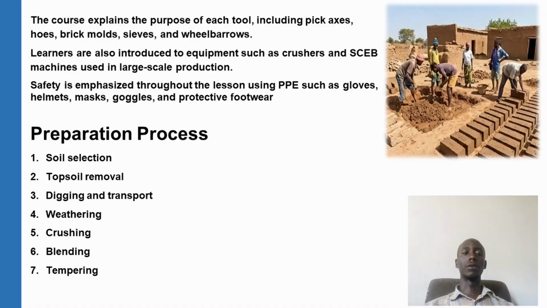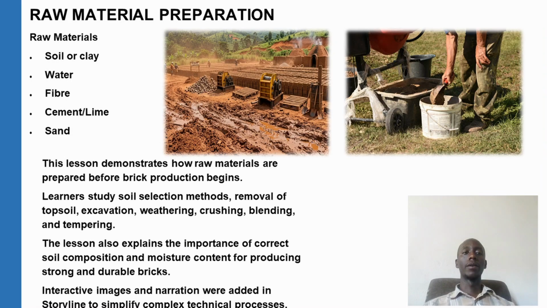So there are some steps in the preparation process. The first one is soil selection, second topsoil removal, third digging and transport, fourth weathering, fifth crushing, sixth blending, and the last one is tempering. Also, we have raw material preparation. The raw materials are soil or clay, water, fibrous material, cement or lime, and sand.